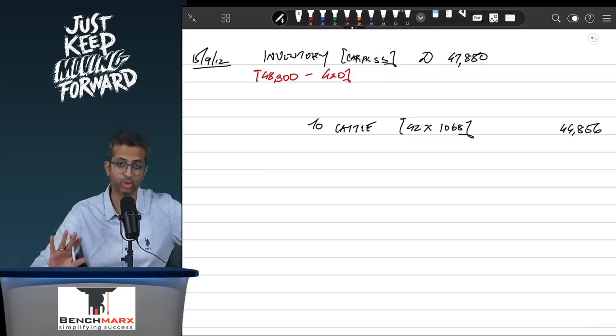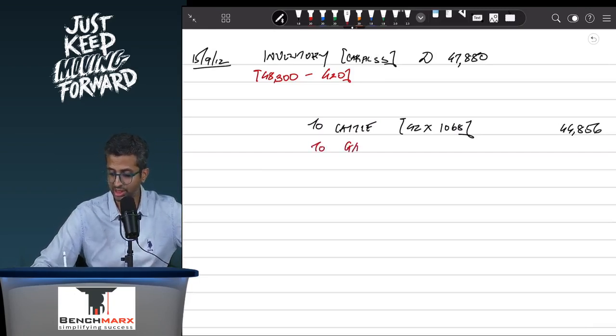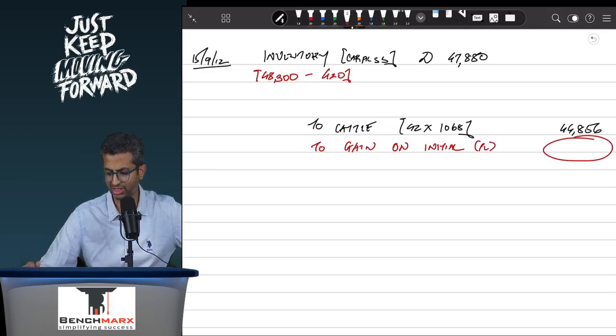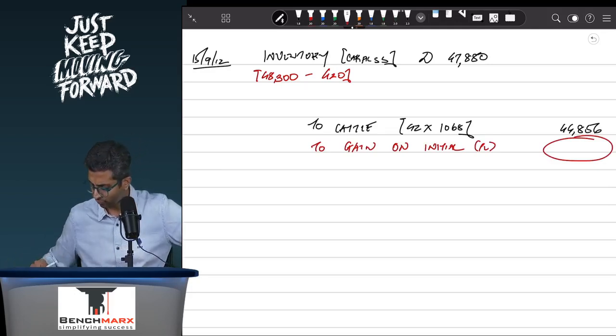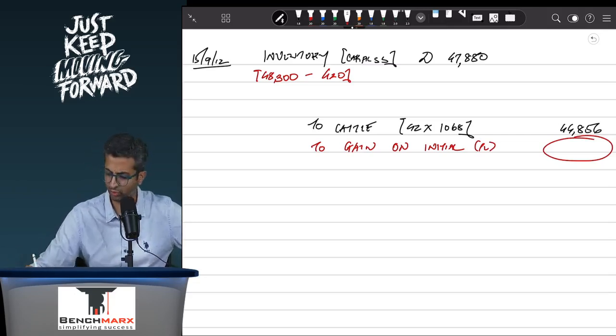Now there are two ways in which you can solve, and both of them will give you the same answer. So over here you can say, well, that means there is a gain on initial recognition, and the gain on initial recognition can be taken to the profit and loss account. So if you find the balancing figure over here, 47,880 minus 44,856, it comes to around 3,024. So this is 3,024, and there will be separately a slaughtering cost.